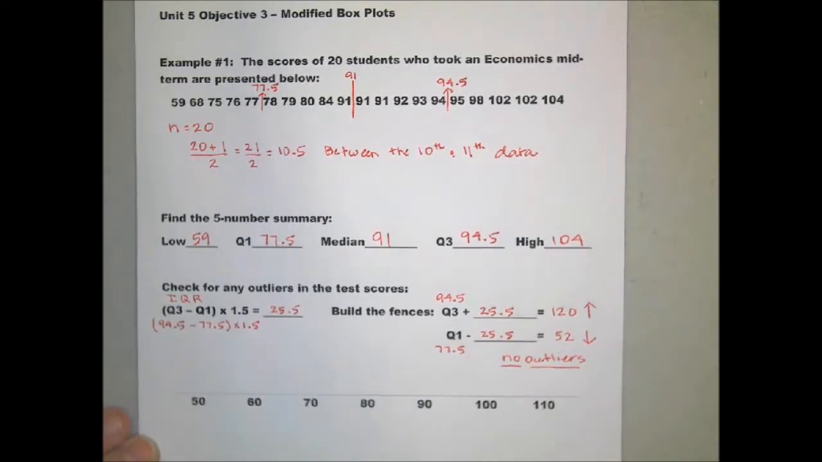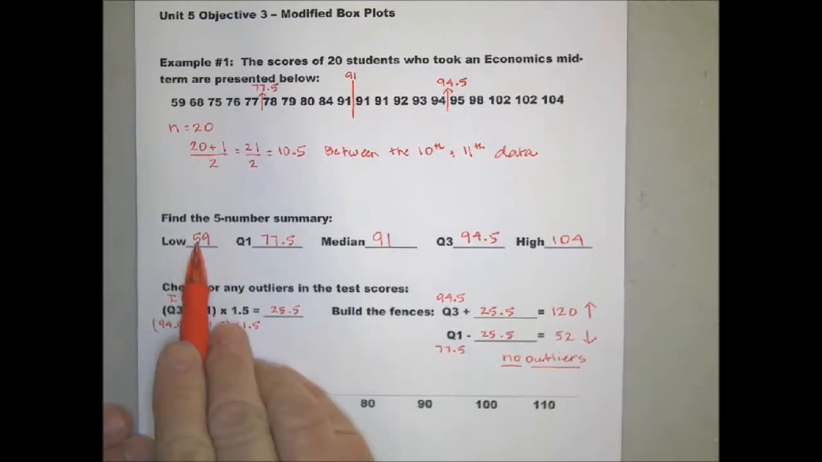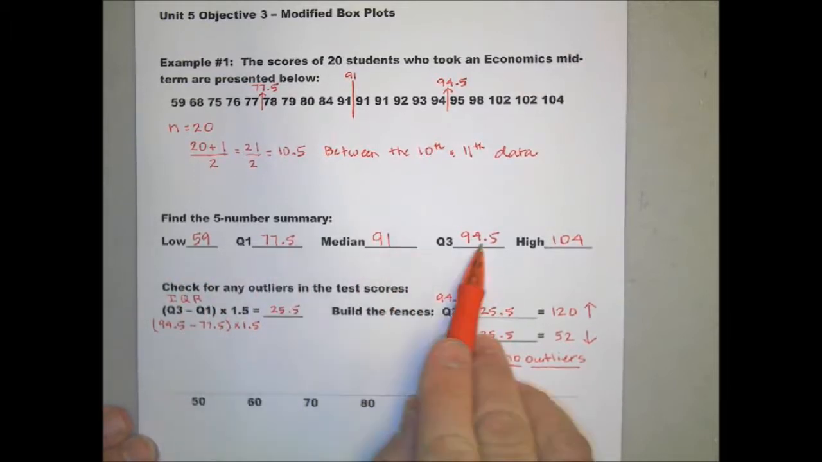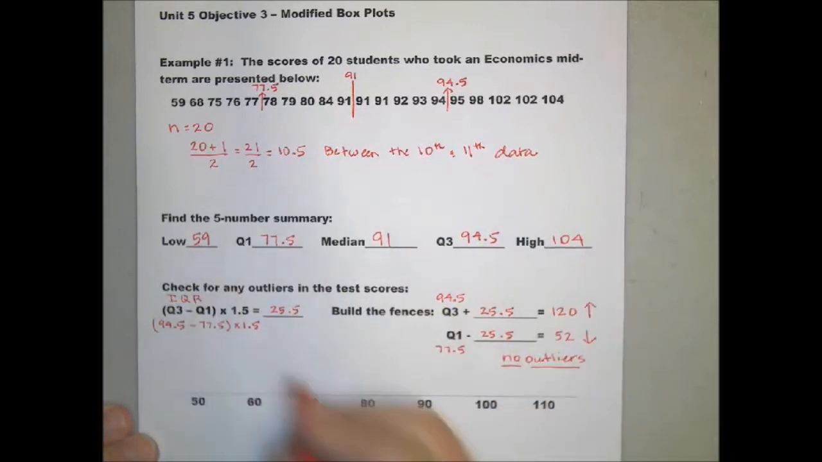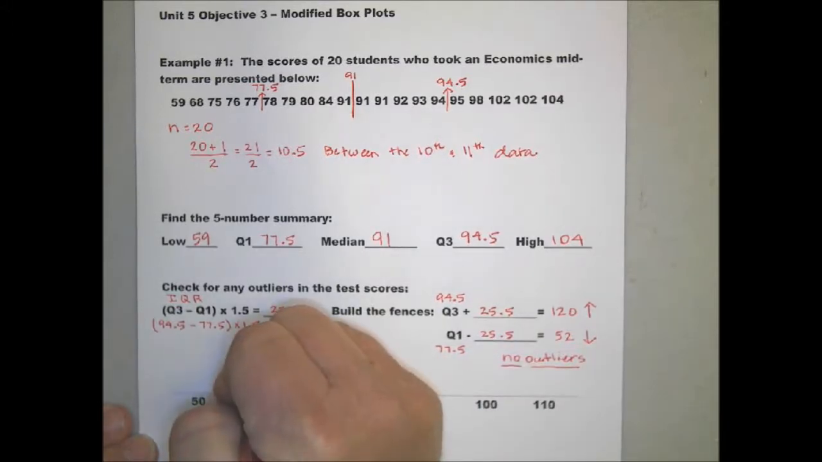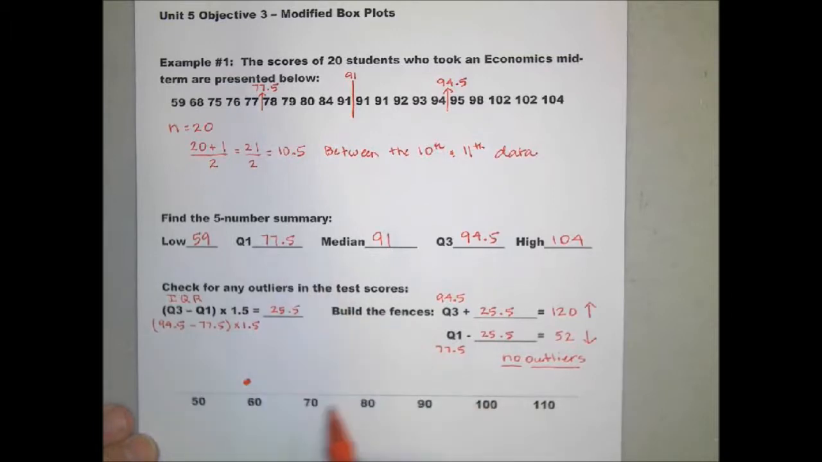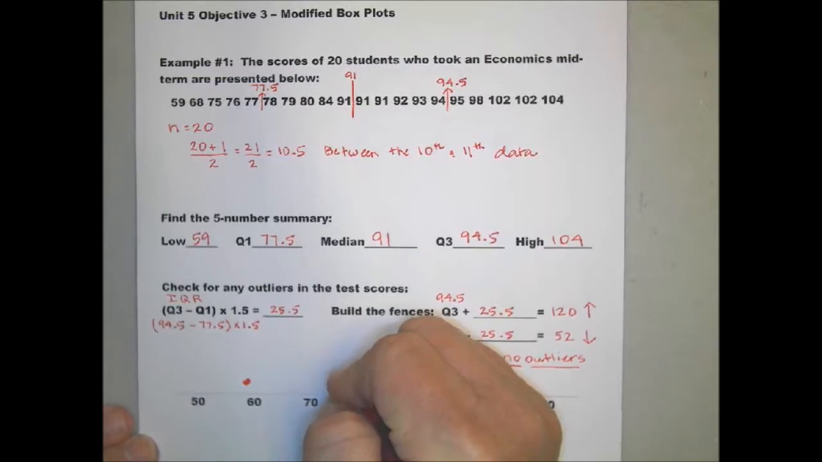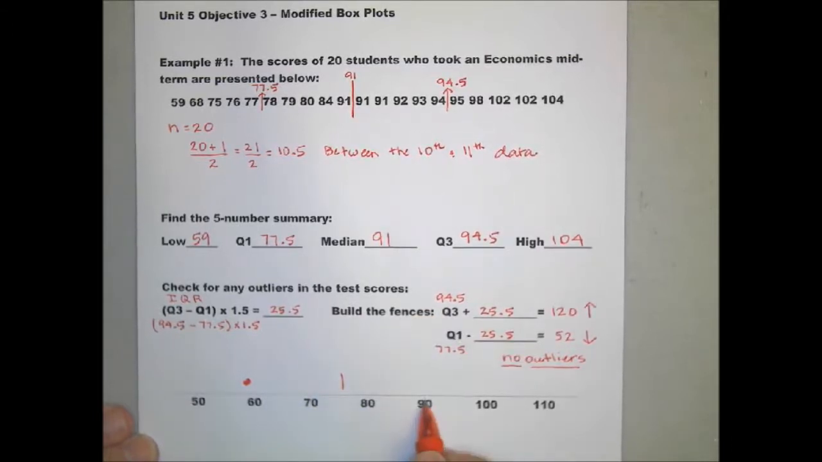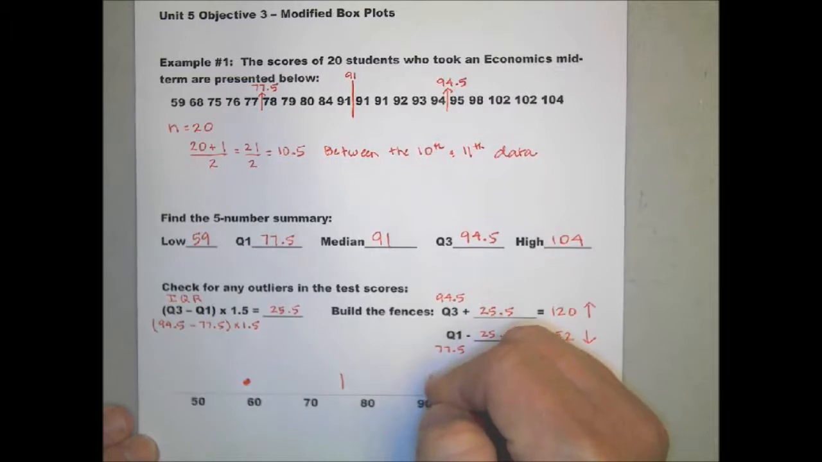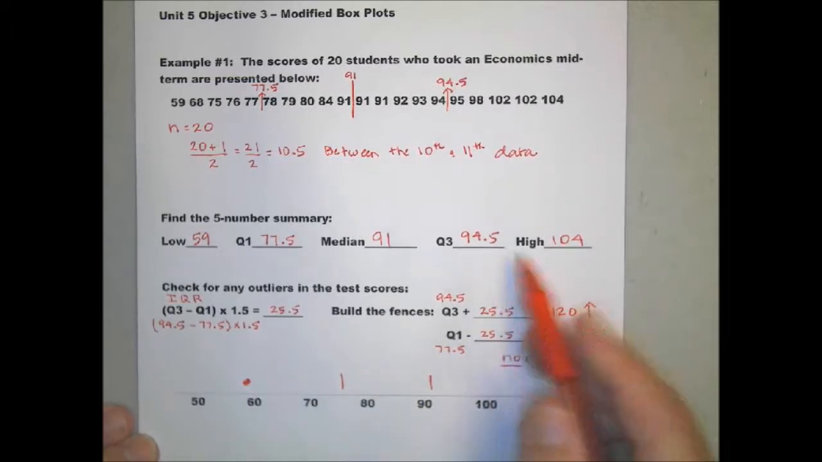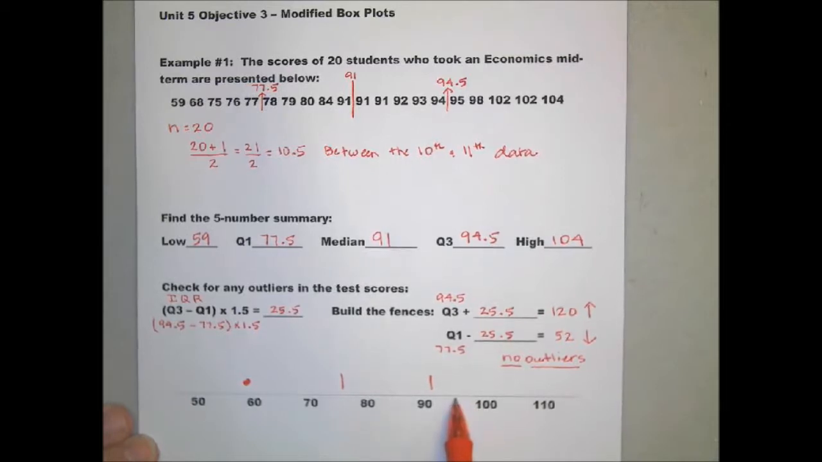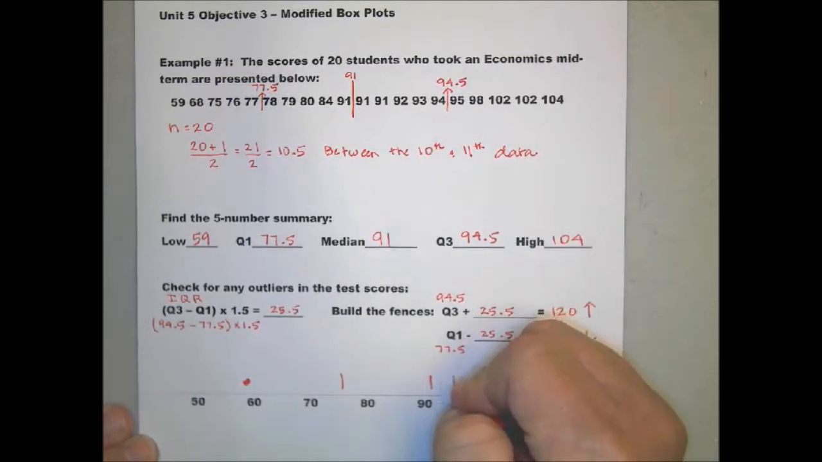And that makes building the box and whisker plot, the modified box plot, really easy, because all we do is use the 5 numbers that are in the 5 number summary. The lowest was 59, so we put a dot right here where we think 59 should be. 77.5 is the first quartile, so there's 75, so let's go a little bit to the right of that and call that 77.5. The median is 91, so let's just go to a little bit to the right of 91. The third quartile is 94.5, which is almost to 95, but not quite.